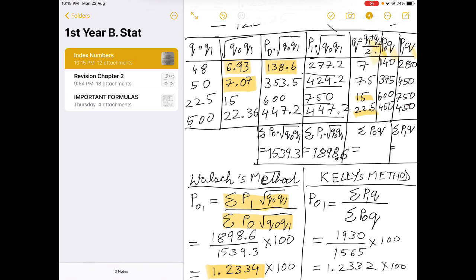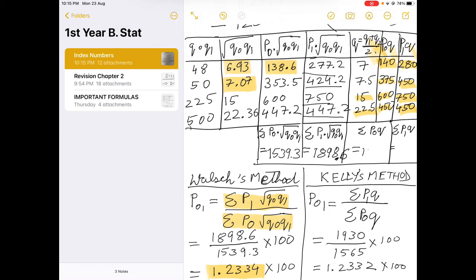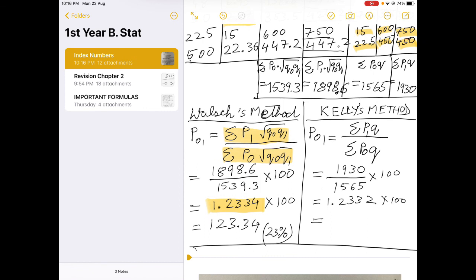So when we multiply with 2005 prices, we get 140, 375, 600 and 450. When we multiply by 2009 prices, we get 280, 450, 750 and 450. So the summation values of these two columns, when we multiply with the 2005 prices, the average of the two quantities, I get 1565. With the 2009 prices, when I calculate the arithmetic mean of the two quantities of the 2 years, I get 1930. So we are basically measuring how much of the index has changed based on the quantity change and not on the price change, price relative change.